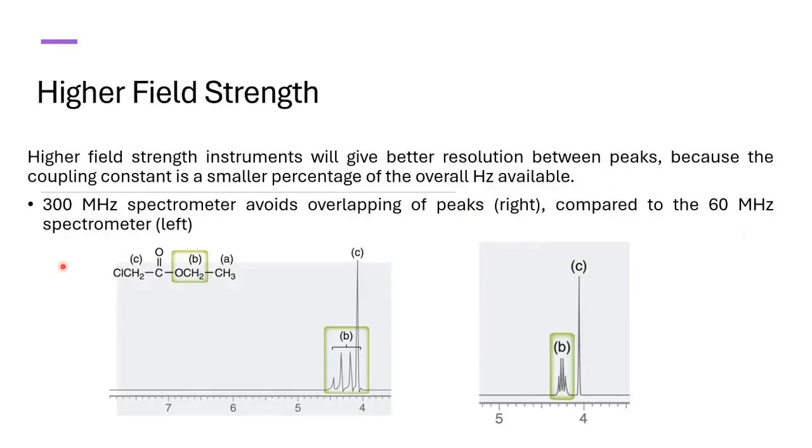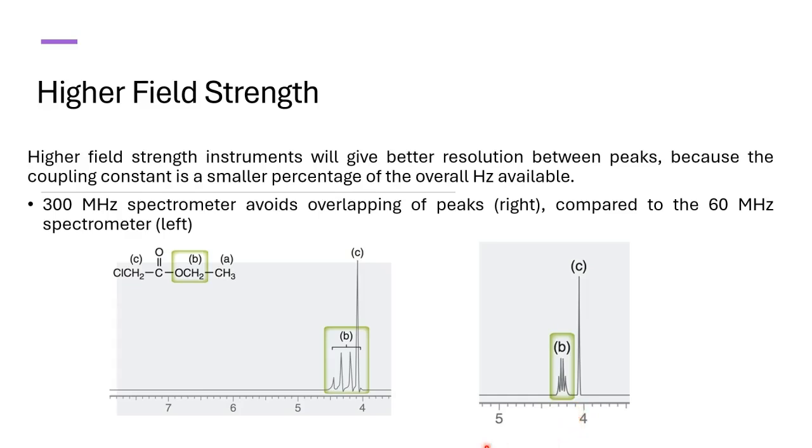Higher field strength instruments will give rise to better resolution between peaks, because the coupling constant is a much smaller percentage of the overall Hertz available. Consider this ester and the signals that are given by protons B and protons C. If one uses a 300 MHz spectrometer, the peaks that are noted are not going to overlap. We avoid overlapping altogether, and we can see distinct signals for protons B and protons C.